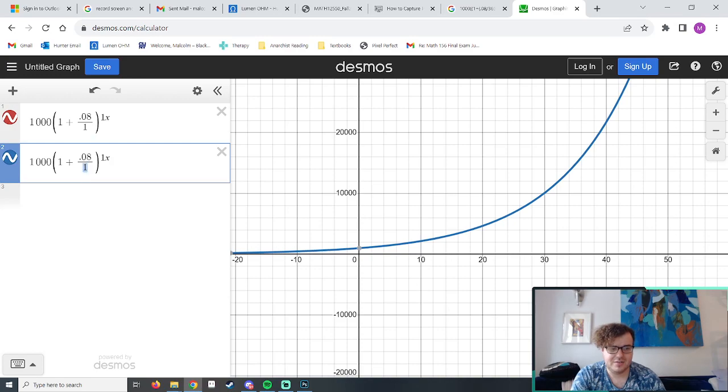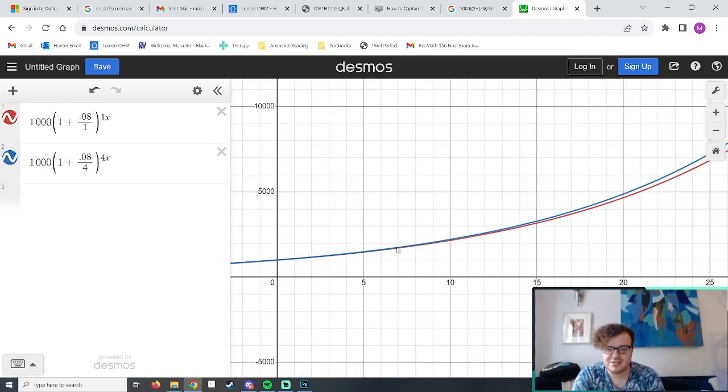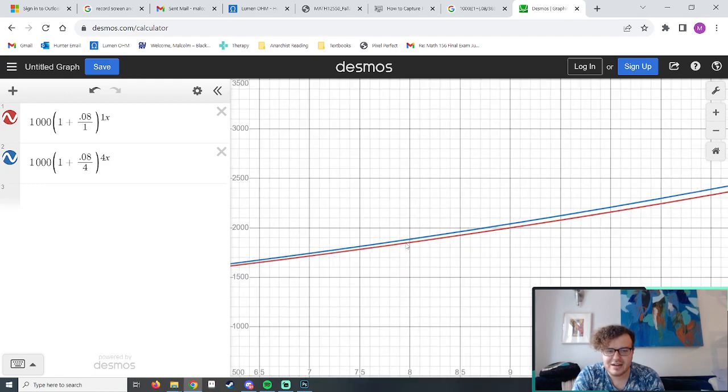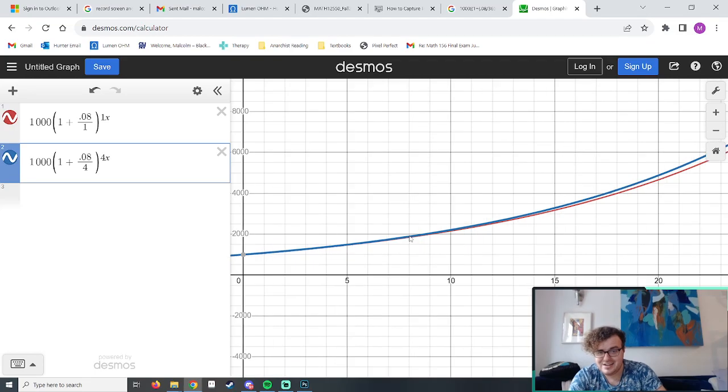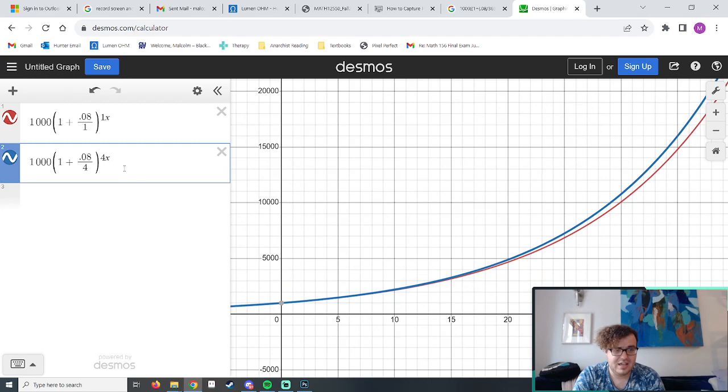What if I say now that we're compounding quarterly, so n is 4? Notice the curve is very close. In fact, for the first 10 years or so, they look almost like the same graph. They're only different by a little bit of money. Here, this is at 8. This is at 1850, and the blue one is at 1884. So it's a difference of about $44 after 8 years, right? A very small difference. But you can see that they are diverging from each other, right?